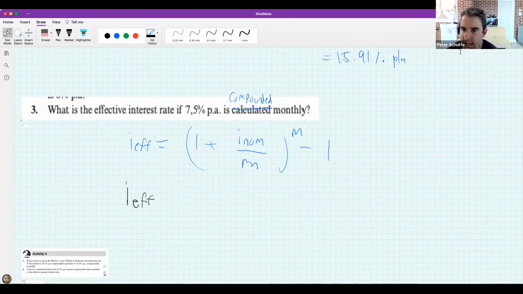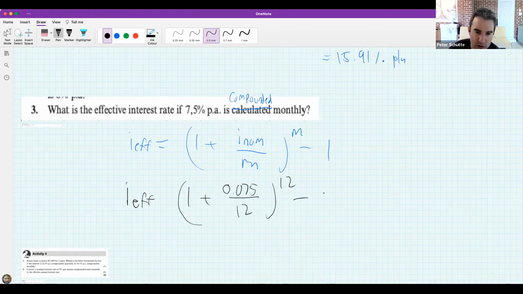All right, I like what I'm seeing. So I do have the answer here. Actually, let me write out what I would do to start with. So plus, this is going to be 0.075 divided by 12, and that will be to the power of 12, and that will be minus 1.